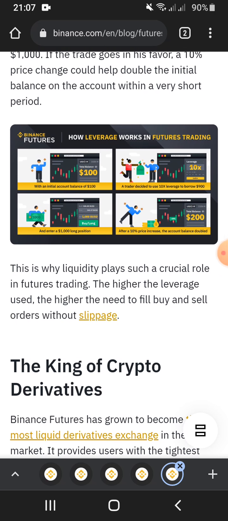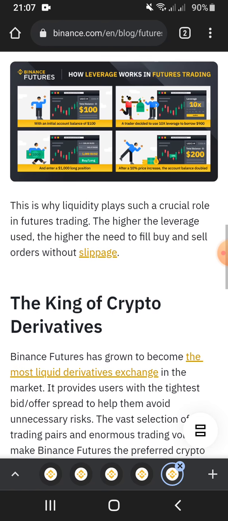So this is why liquidity plays such a crucial role in futures trading. The higher the leverage used, the higher the need to fill buy and sell orders without slippage.